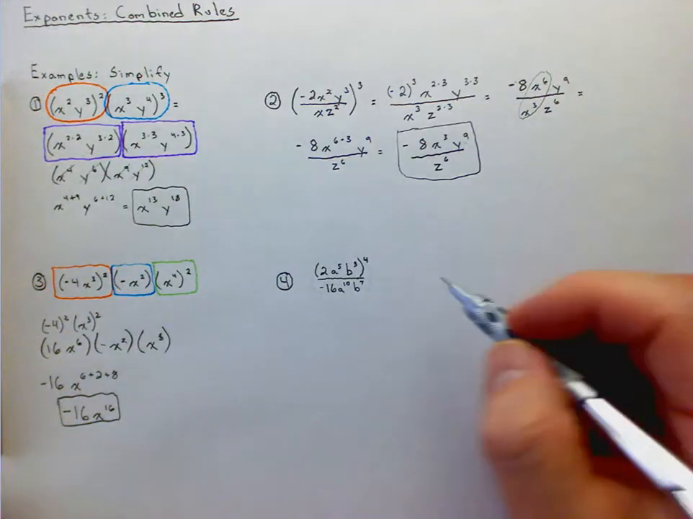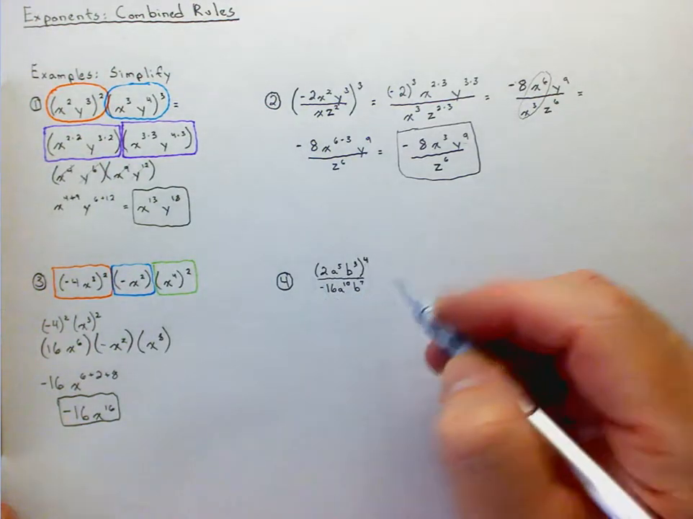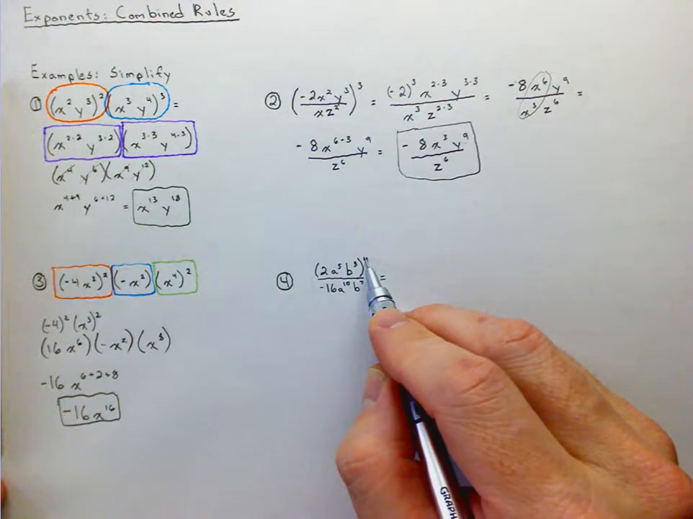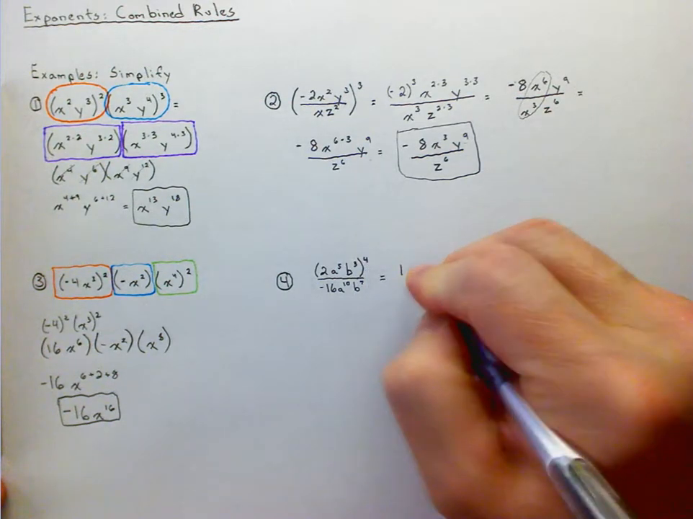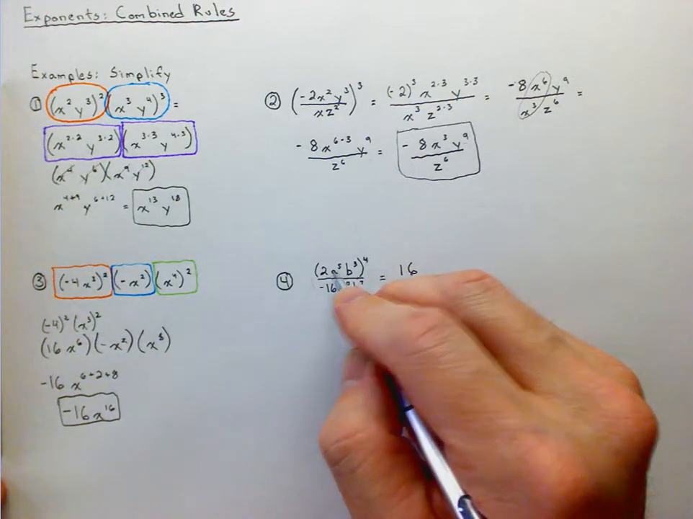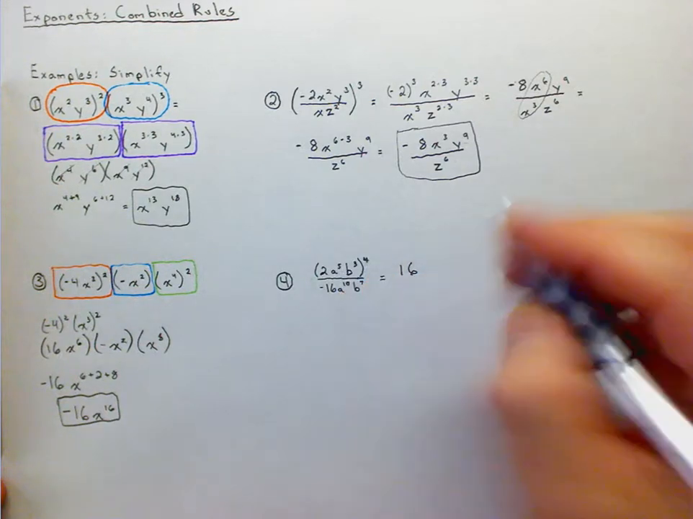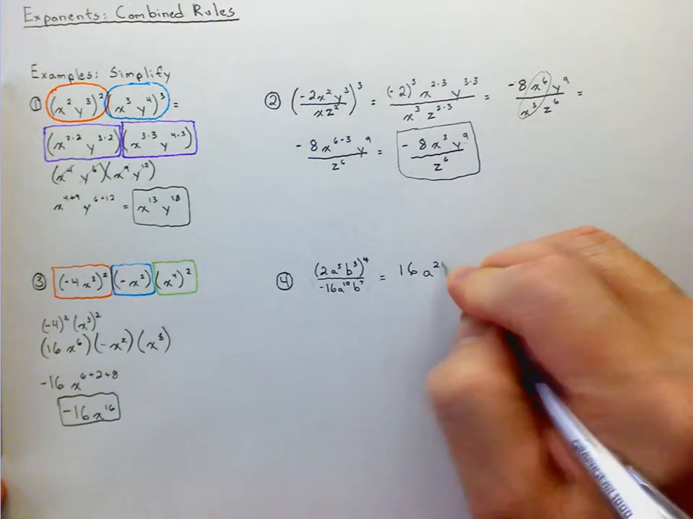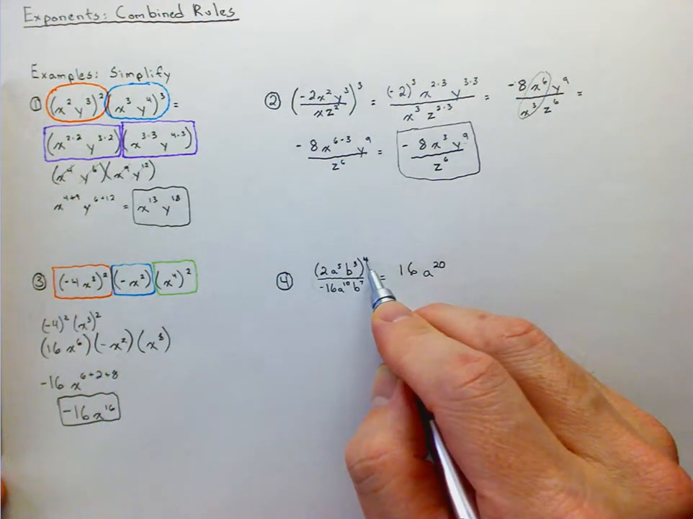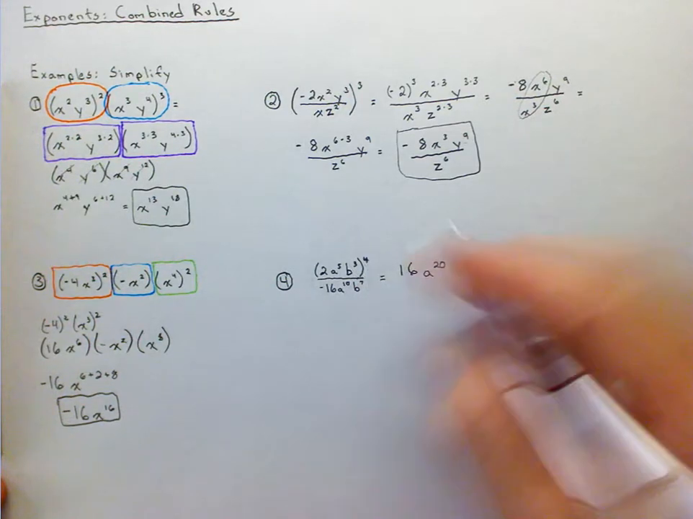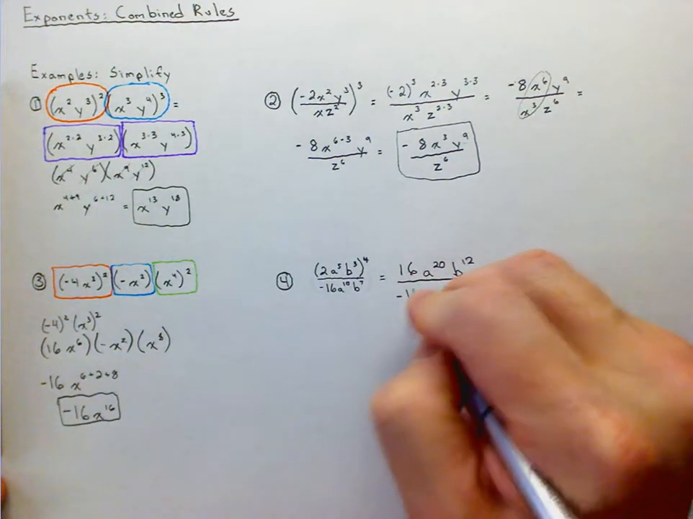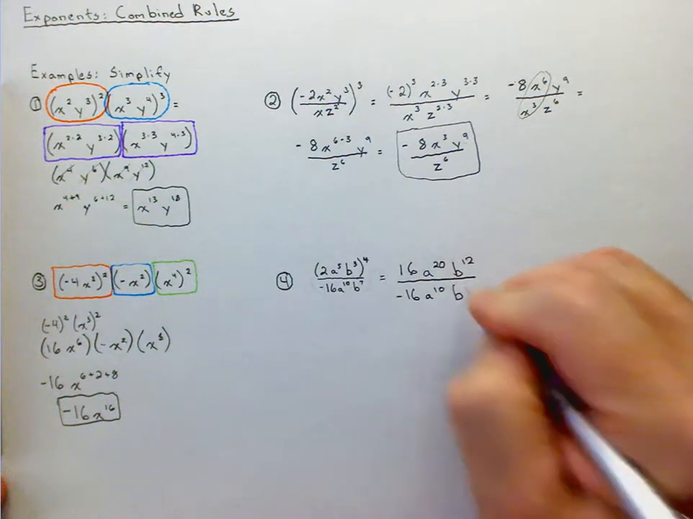Next one, again, I can just work the numerator first. And we'll just try it in one step. So this is 2 to the 4th. 2 to the 4th is 16. This is a to the 5th to the 4th. Power rule, I multiply those. So that's a to the 20th. B to the 3rd to the 4th. Power rule, I multiply 3 times 4, so b to the 12th. Over a negative 16, a to the 10th, b to the 7th.